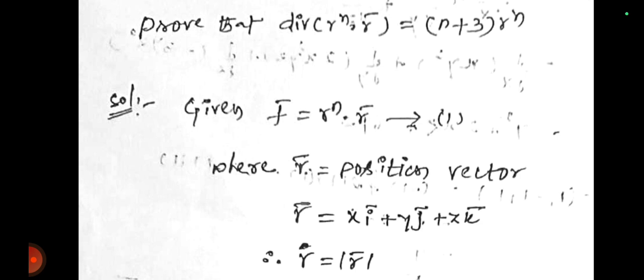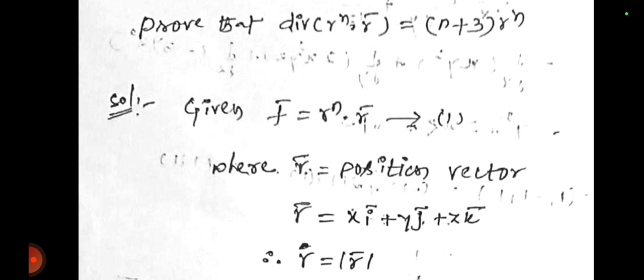Question: prove that the divergence of r to the power of n into r bar is equal to n plus 3 times r to the power of n. Given f bar is equal to r to the power of n into r bar, equation 1. Here r bar represents the position vector, r bar is equal to x i bar plus y j bar plus z k bar.